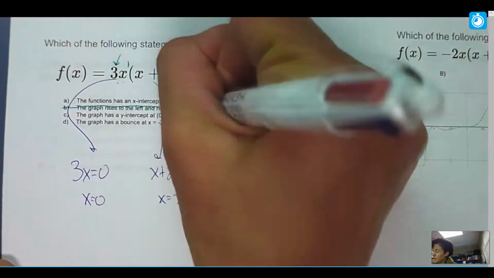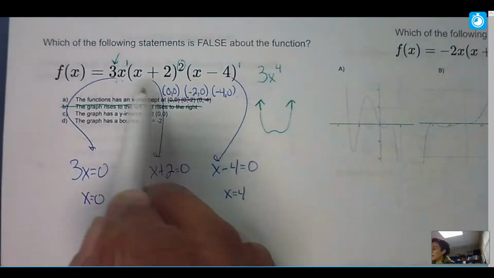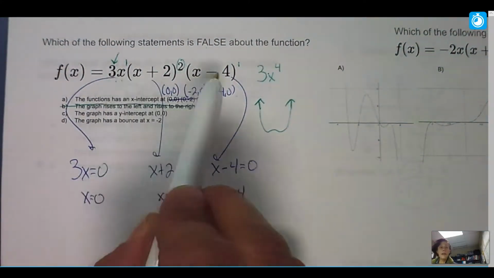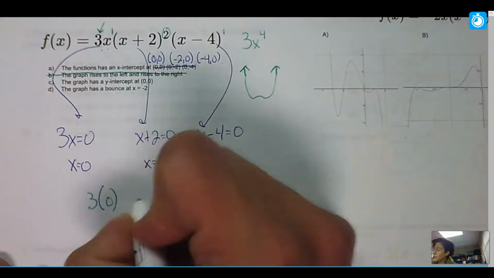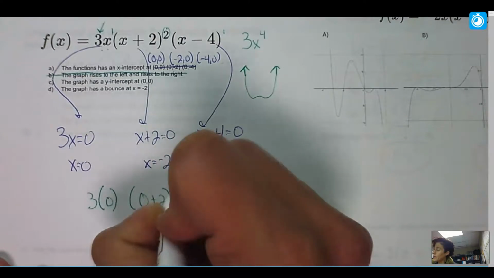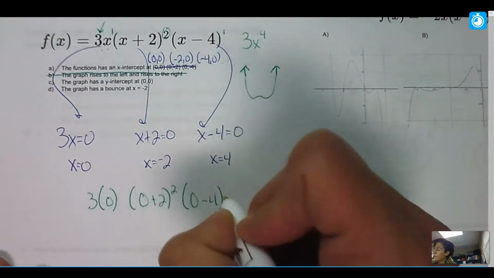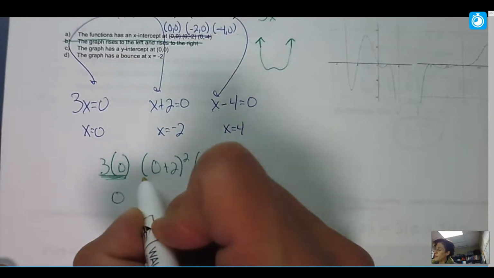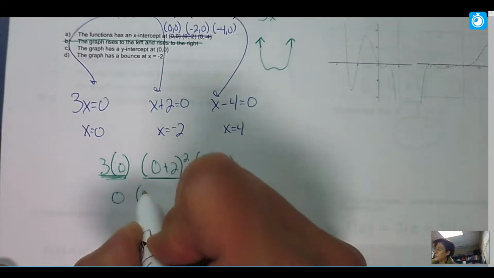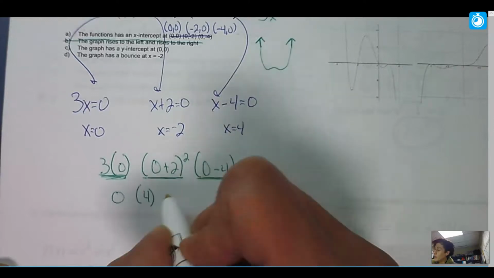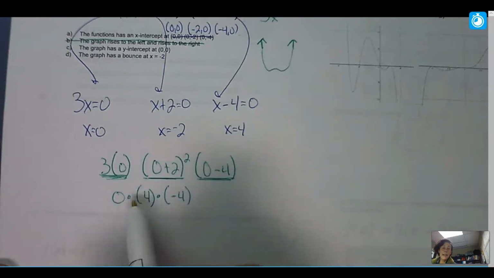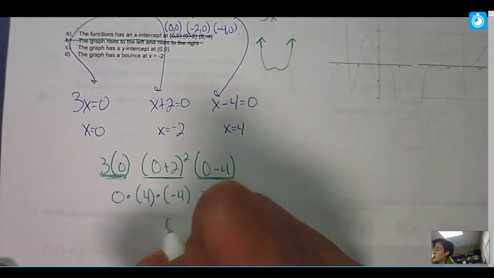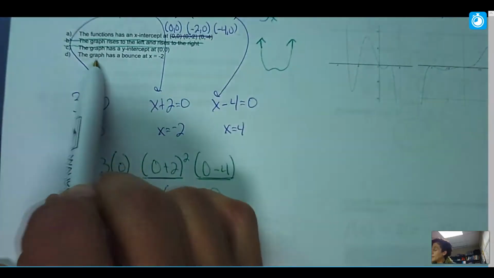That is true. The graph has a y-intercept at 0, 0. So again, that would just be putting 0 in for all of these x's and seeing what I get. So 3 times 0, 0 plus 2 squared, 0 minus 4. So I'll multiply those. That's 0. That's 2, and then 2 squared is 4. And then 0 minus 4 is -4. And again, I'm going to multiply these. Don't add them. And 0 times anything else will give me 0. So my y-intercept is 0, 0. So that is not false. That is true. And it has a bounce at -2.